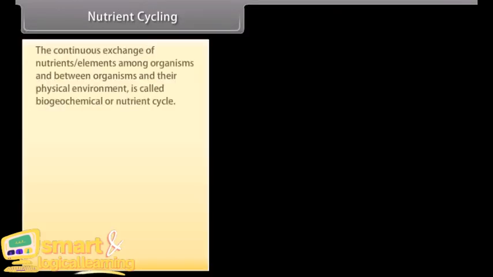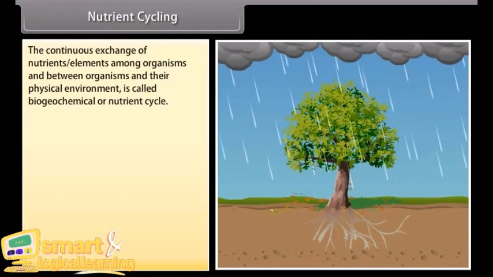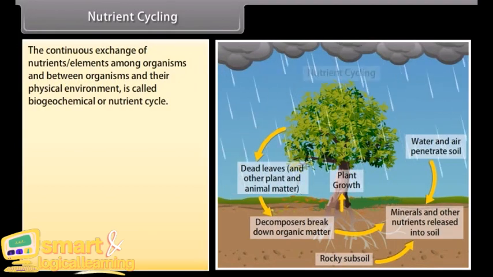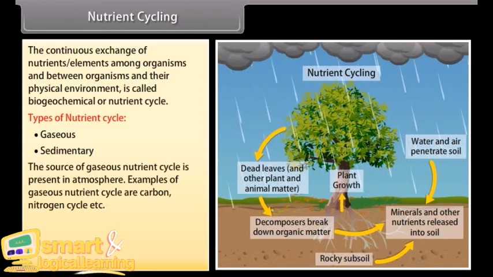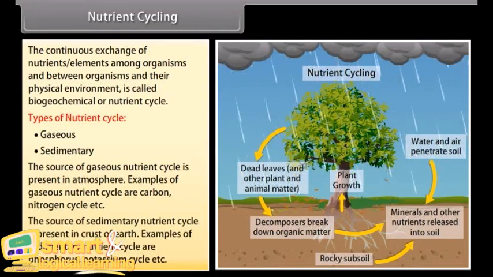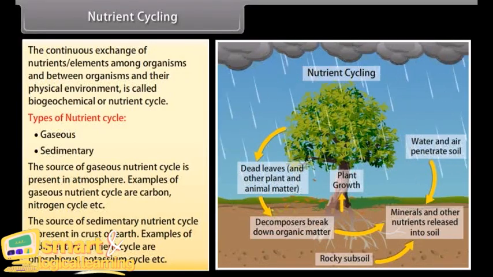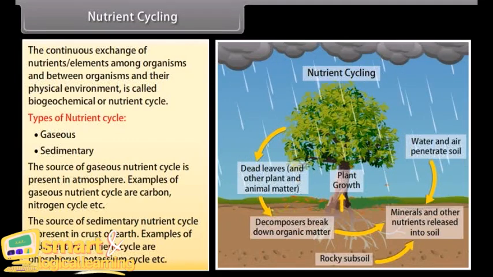Nutrient cycling. The continuous exchange of nutrient elements among organisms and between organisms and their physical environment is called biogeochemical or nutrient cycle. Types of nutrient cycle: gaseous, sedimentary. The source of gaseous nutrient cycle is present in atmosphere. Examples of gaseous nutrient cycle are carbon, nitrogen cycle, etc. The source of sedimentary nutrient cycle is present in crust of earth. Examples of sedimentary nutrient cycle are phosphorus, potassium cycle, etc.